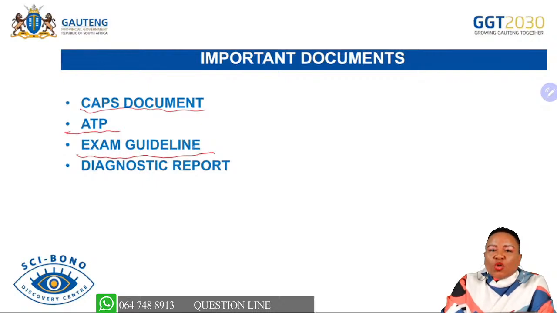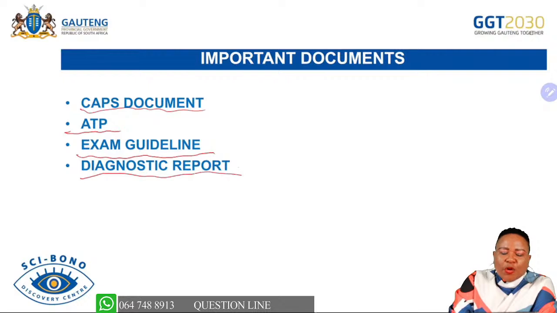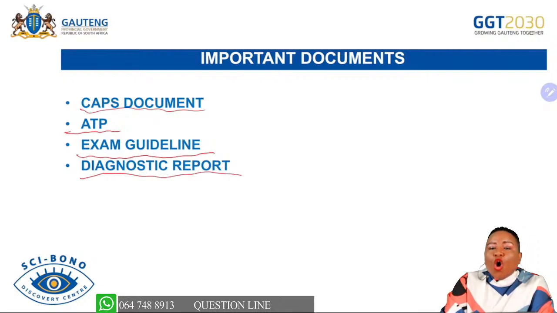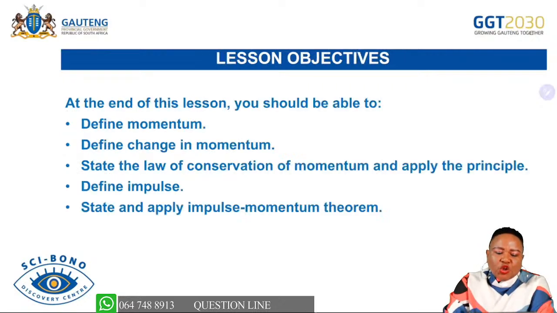Therefore, these are the documents that you must always refer to, because you need not do things that are not expected of you at the end of the year. So go to the exam guideline and look at what is expected, especially because today we are going to look at momentum and impulse. What is it that the examiner expects of us as the Grade 12 learner in order to answer our exam at the end of the year? This diagnostic report, some of the teachers will definitely use it, or you will also get it as the learner, to see what mistakes are normally made by you or by the previous learners, in order for you to avoid them in 2024.